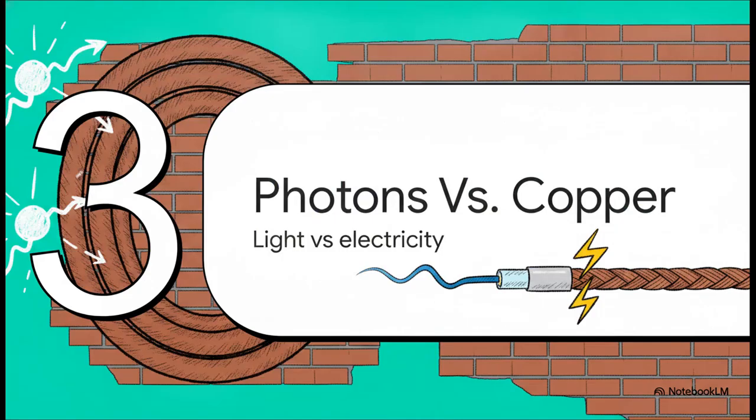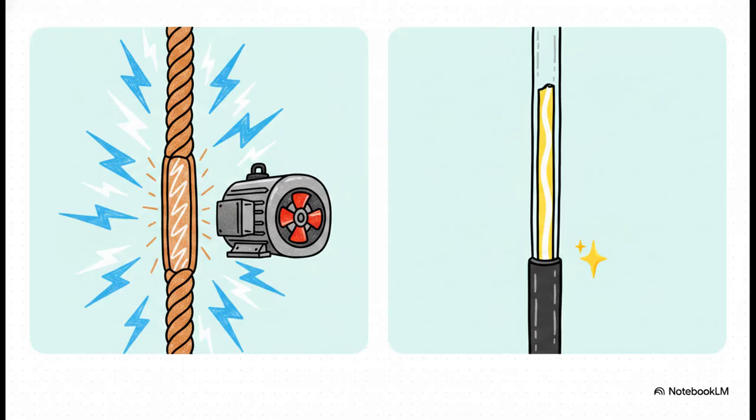All right, Section 3. Photons versus legacy copper. Light versus electricity. The fundamental difference we're talking about here is electrons versus photons. Legacy copper cables, the holdovers from the old telephony era, rely on the flow of electrons. That makes them incredibly vulnerable to resistance and electromagnetic interference, or EMI.